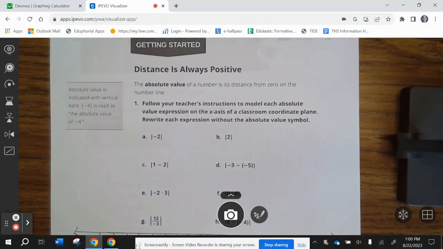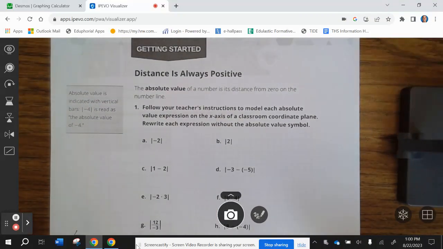All right, distance is always positive. The absolute value of a number is its distance from 0 on the number line. Follow your teacher's instructions to model each absolute value expression on the x-axis of a classroom coordinate plane. Rewrite each expression with the absolute value symbol.